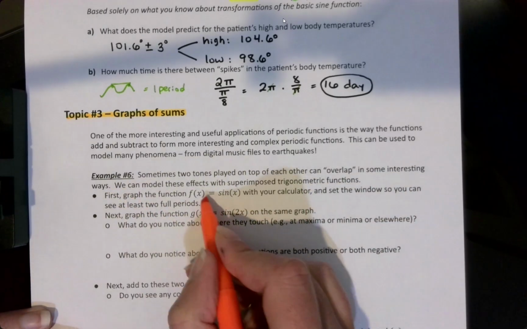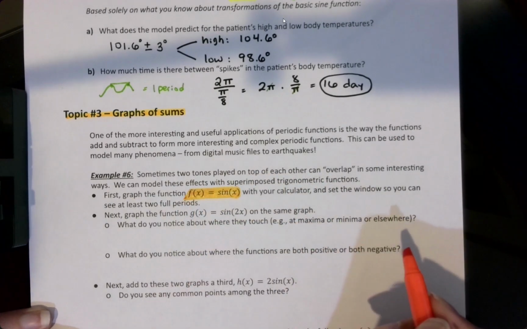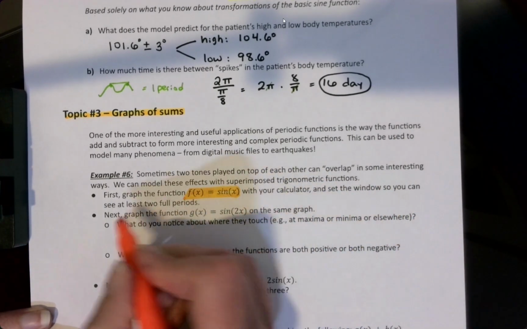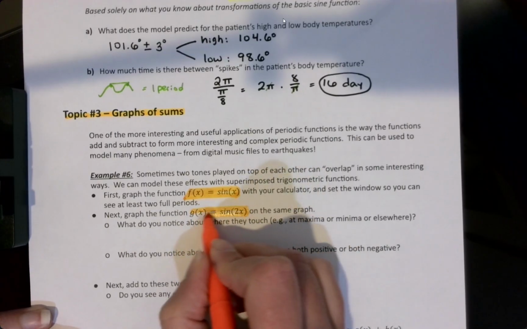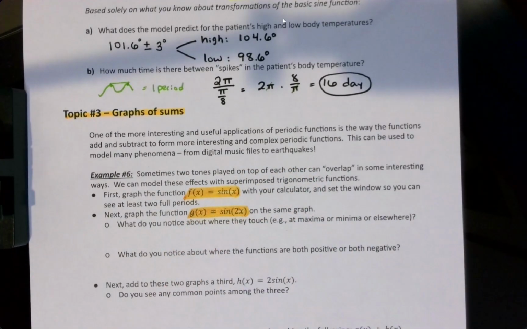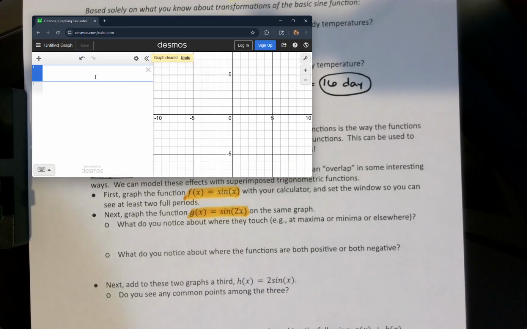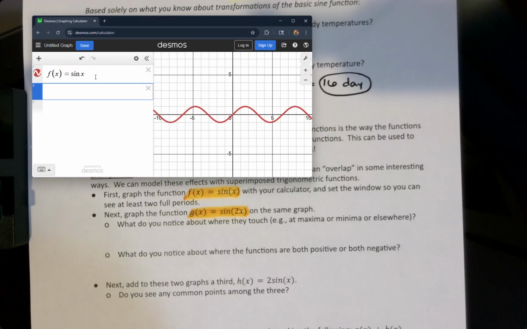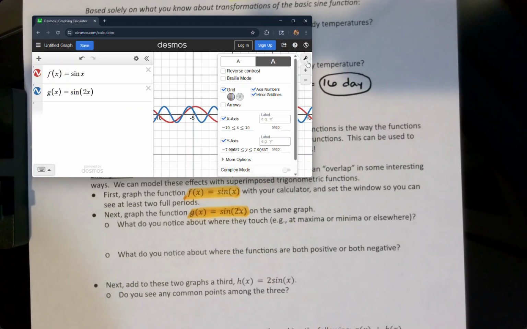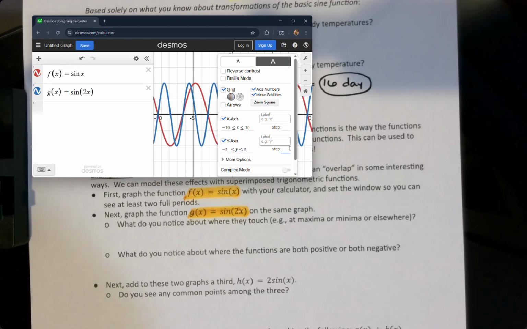We are first going to graph f of x equals sine x, set it up so I can see two periods, and then we're going to graph g of x equals sine of 2x on the same graph. So let's get that part started before we continue. So I'm going to reset this, and f of x is going to be sine of x. I missed the equal sign. And g of x is going to be sine of 2x. Let's rescale this. Between -2 and 2, step size of 1 on the y-axis, and I want to see two periods.